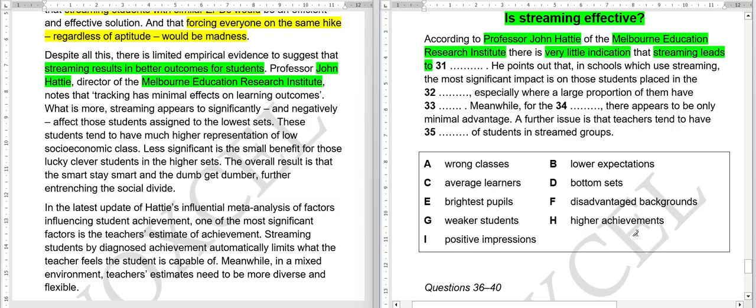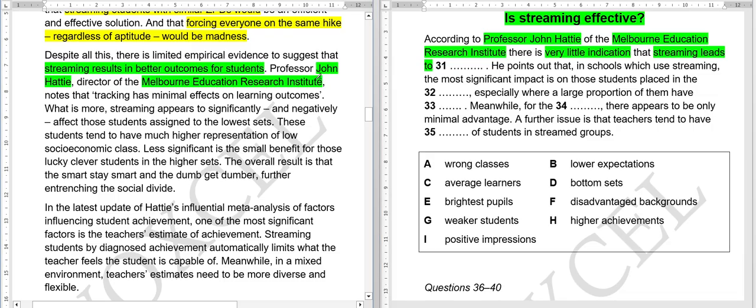Weaker students, simple. Higher achievements, positive impression. So other words are quite straightforward. Many of you will have a problem with this particular word, disadvantaged background. So I have told you the meaning of this. So it leads to something. Let's see what it leads to.